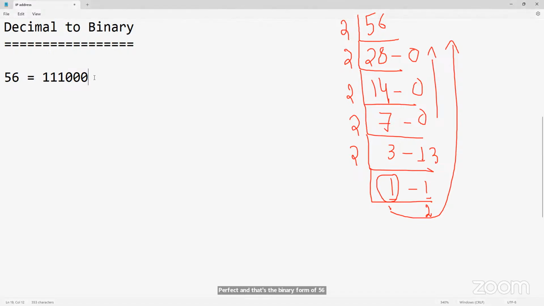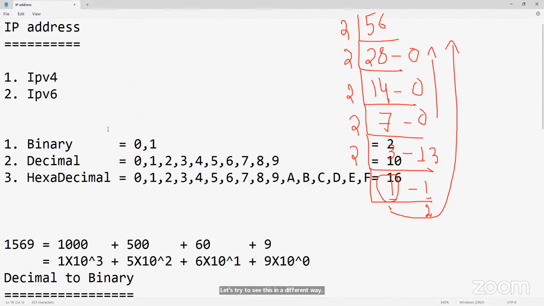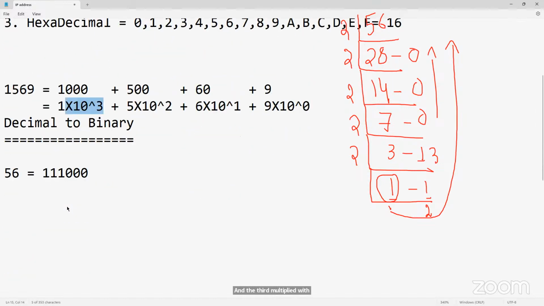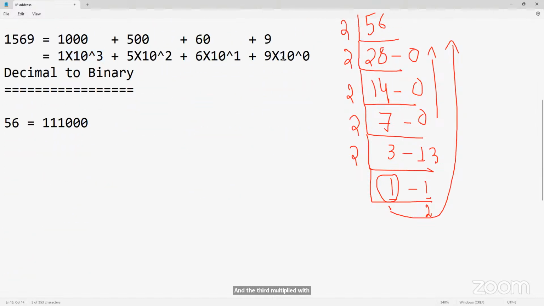Okay, cool. So now let's expand this. Let's try to see this in a different way. What we did in the previous case, we took the last number and multiplied that with 10 power 0. We took the second last number, multiplied it with 10 power 1. We took the third last number, multiplied with 10 power 2, and the fourth with 10 power 3. So let's do the same thing. Here we did it with 10 because it's decimal. Here we will do it with what? With 2. Okay. So now let's expand it a little.